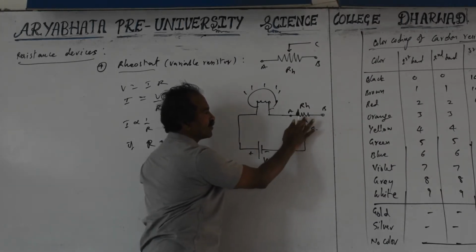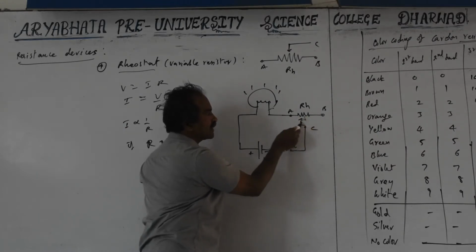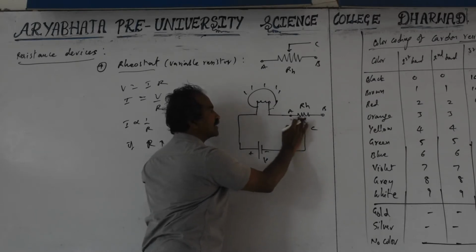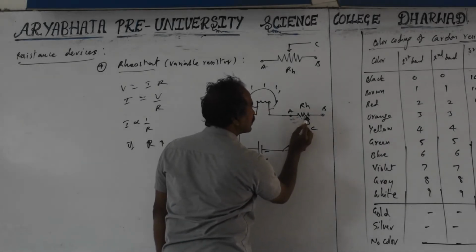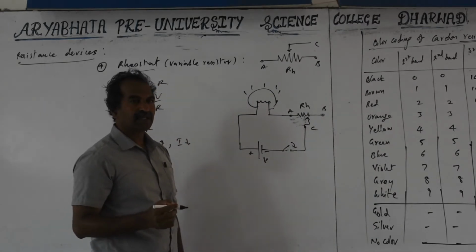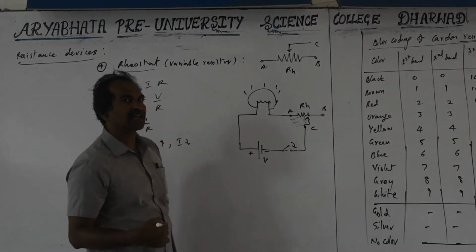If I move this arrow to the left, the current will go through less resistance. If I move the arrow to the right side, then the current has to travel over a longer length of the wire. More length means what? More resistance. R is proportional to L. Resistance is proportional to length, and also inversely proportional to area.